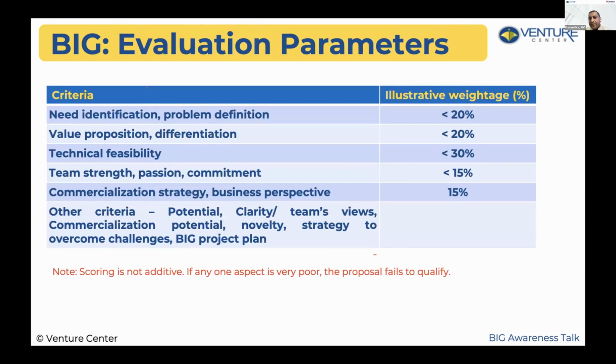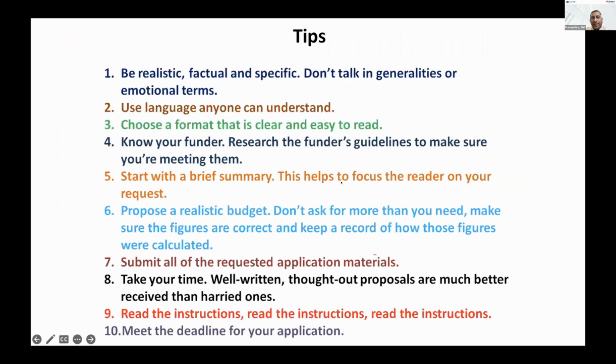This is the scale which they have provided in this time's BIG. And this criteria is shown this way. I just want to tell you that when I was discussing, you saw that I emphasized need identification, value propositions, technical feasibility. Those are all very important categories here, and team and commercialization strategies. There are others listed there as well.